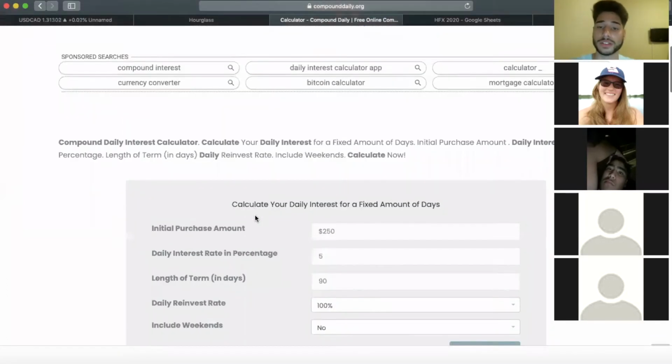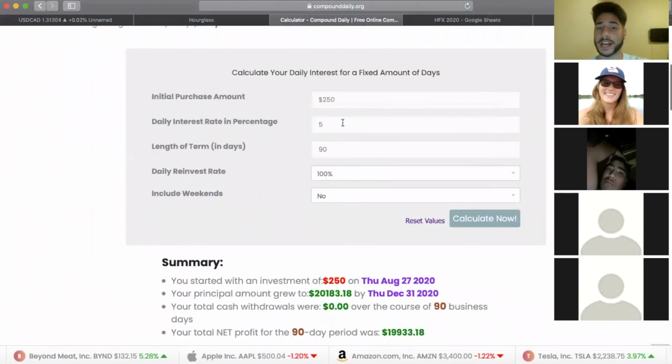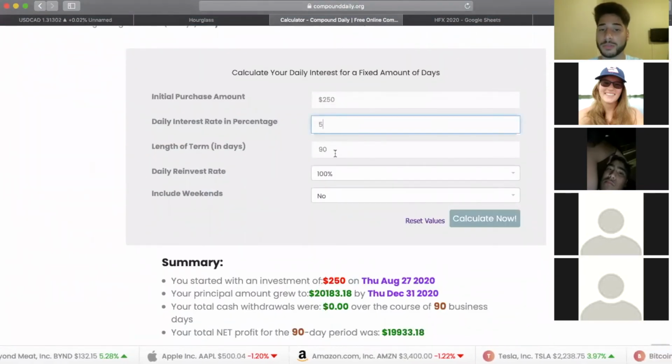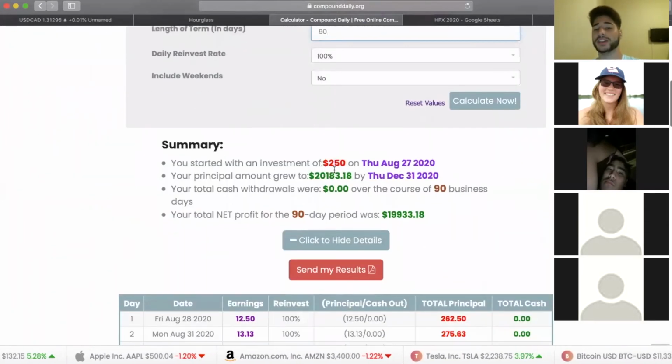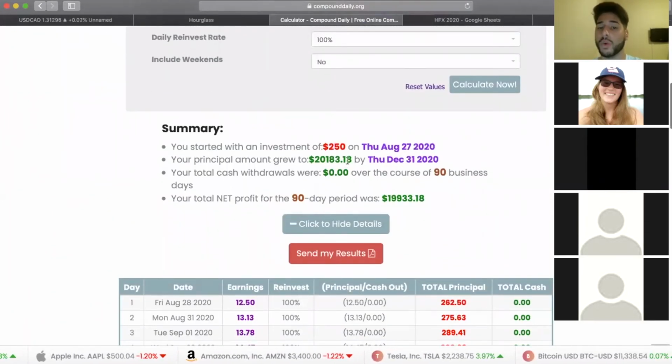All of you after this call, you need to go to this website. You need to type in your balance. You need to write 5% in this box. You need to write 90, 100, exactly how I did right here. You need to screenshot this, and you're going to see by the end of 2020 what your account should be at.